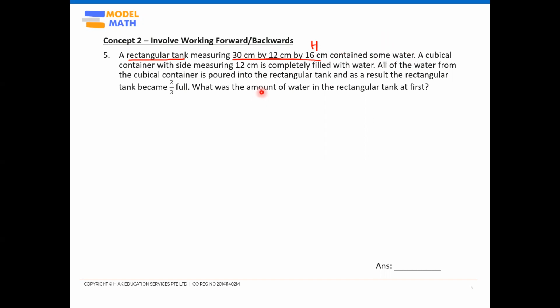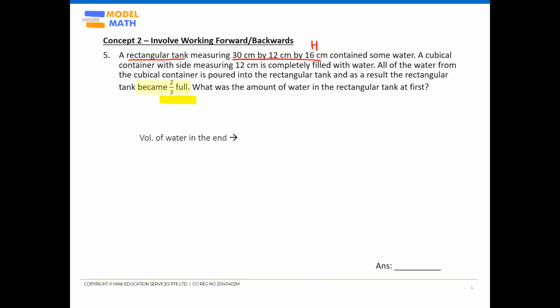Now then there was a transfer. All the water in the cube was transferred into that tank, and as a result, the tank became 2 out of 3 full. It's a very useful information because with this, it means that you can first find out what is the volume of water in the end, inside the tank.